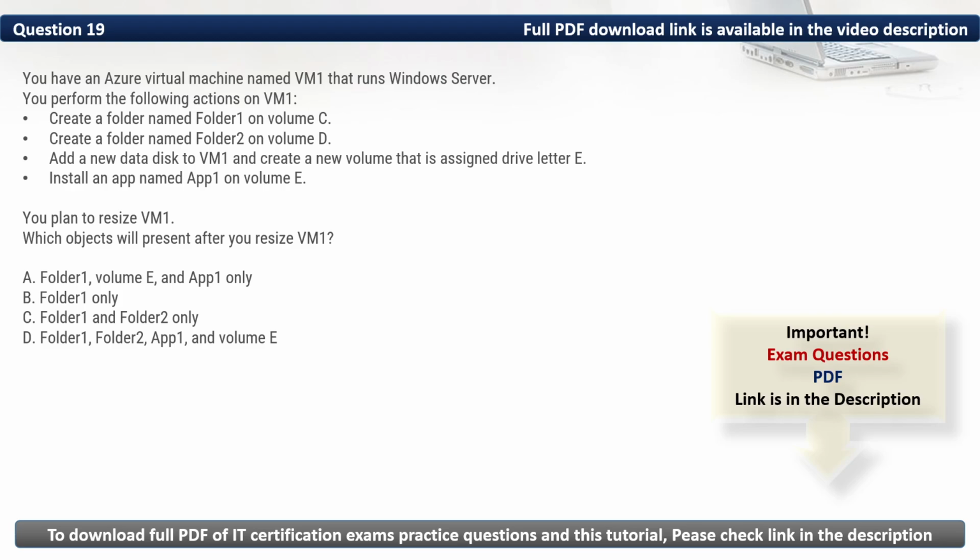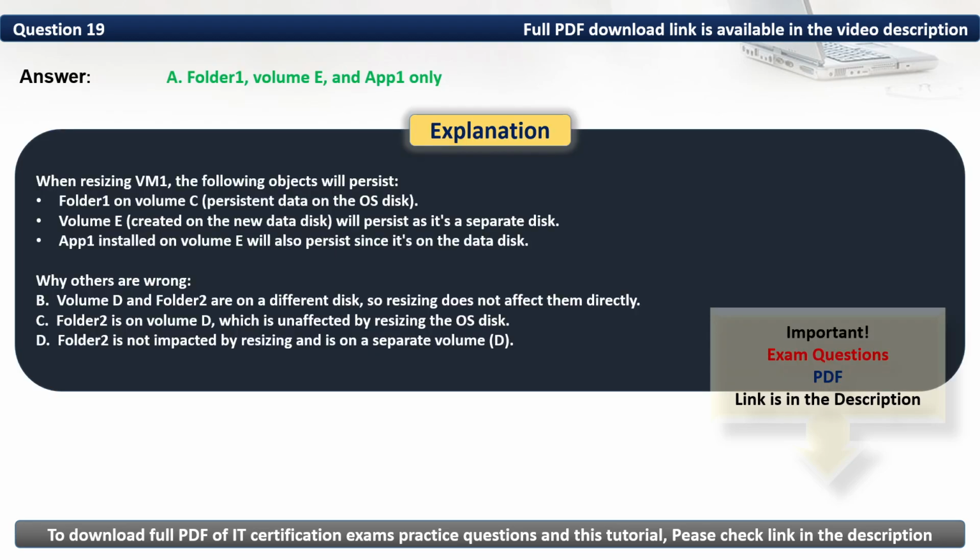Firstly, let's eliminate the incorrect options. We have B, Folder1 only. Volume D and Folder2 are on different disks, so resizing does not affect them directly. Then we have C, Folder1 and Folder2 only. Folder2 is on volume D, which is unaffected by resizing the OS disk. Then we have D, Folder1, Folder2, App1 and volume E. Folder2 is not impacted by resizing and is on a separate volume. As such, the objects that will be present after you resize VM1 are Folder1, volume E, and App1 only. Thus, the correct option is A.